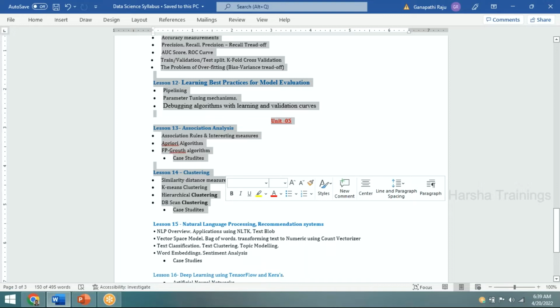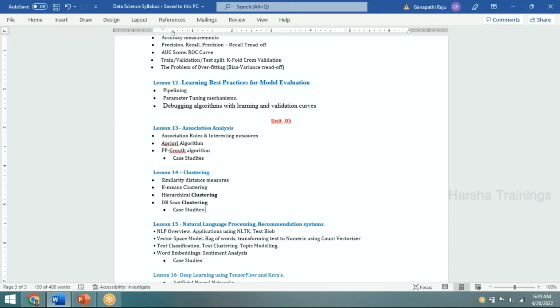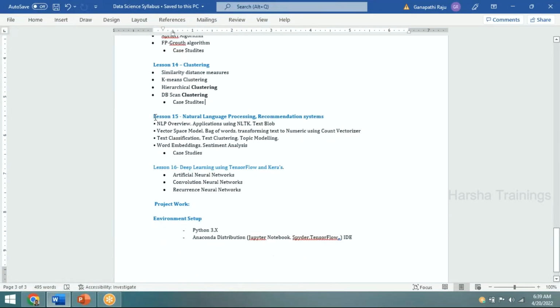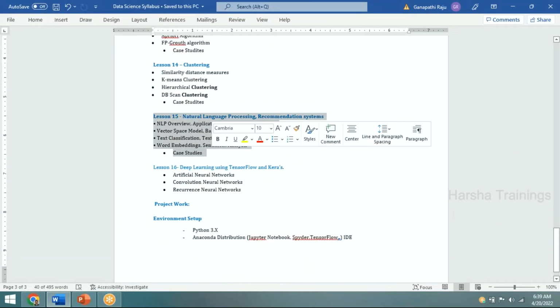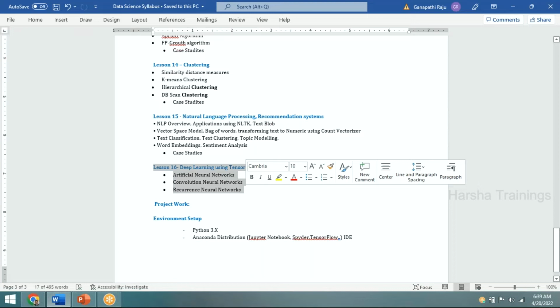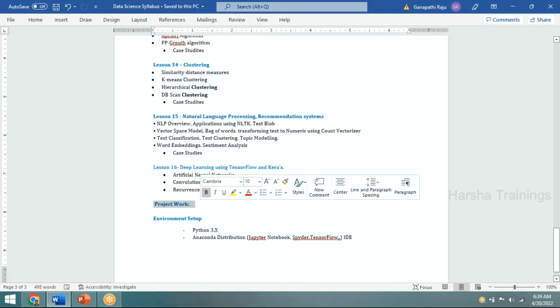Okay, that itself will take 1.5 months. Then lesson number 15 is natural language processing, where we can create an application such as Alexa, question answering systems and some sort of chatbot. Then chapter number 16 is deep learning. Okay, after completion of this deep learning, we will have a project work.